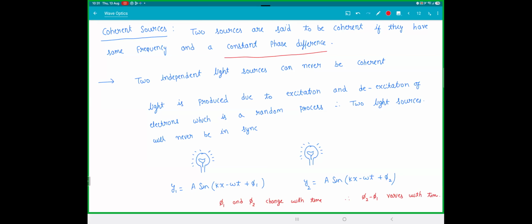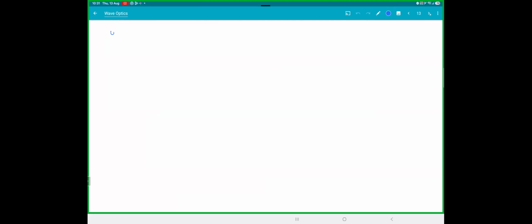Then how do we create coherent sources? Since you can't have two independent sources, we have to create them from a single source. We can create coherent sources by creating them from a single source. This is what we do. This is the most common thing.